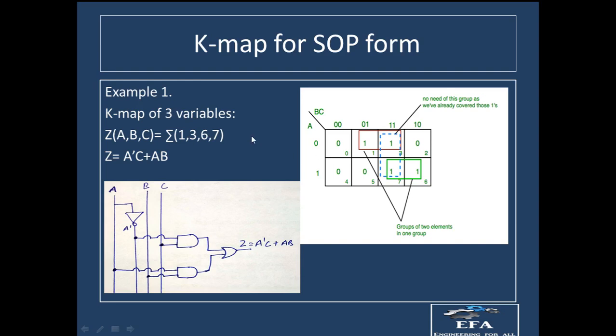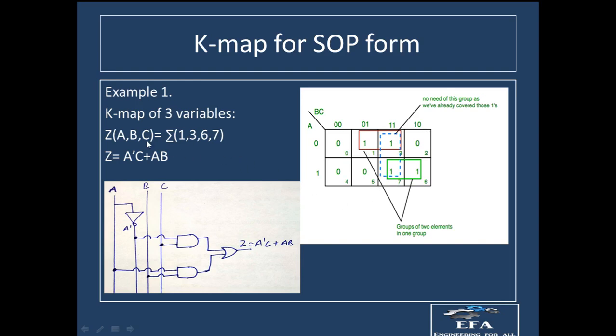Because this is an SOP type of expression, we have to draw a K-map like this, with three variables A, B and C. A will have two values, 0 and 1, and BC will have four values: 00, 01, 11 and 10. These cells will be numbered 0, 1, 2, 3, 4, 5, 6 and 7, as we discussed in the previous lecture.